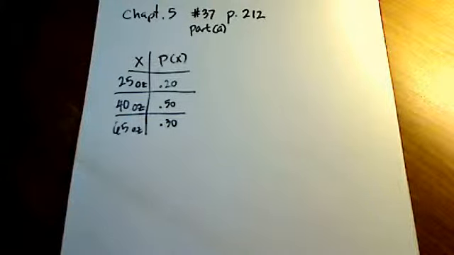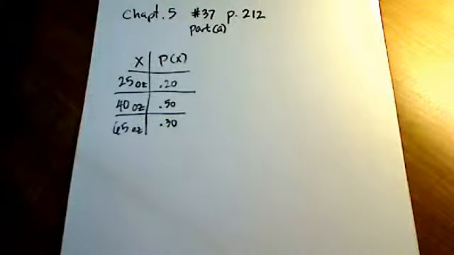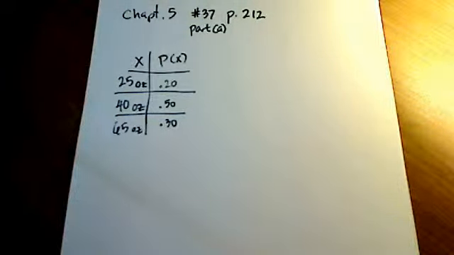Hello, this is Professor Poyser, and I am going to show you how to work out question number 37 from Chapter 5, which is on page 212 in your book. And I'll probably only have enough time to show you part A. I'll show you part B of the question in a separate video.